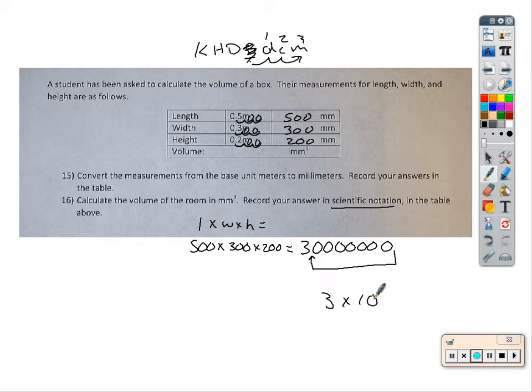So we get 3 times 10 to some number. The exponent is how many places we move the decimal point. We move it 1, 2, 3, 4, 5, 6, 7 places. It's positive if we move it to the left. It's negative if we move it to the right. Because we move to the left, it's going to stay positive. 3 times 10 to the 7th. And the unit's already there. Millimeters cubed.